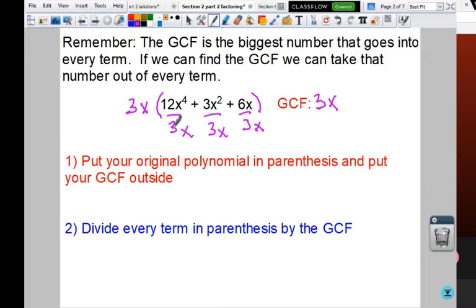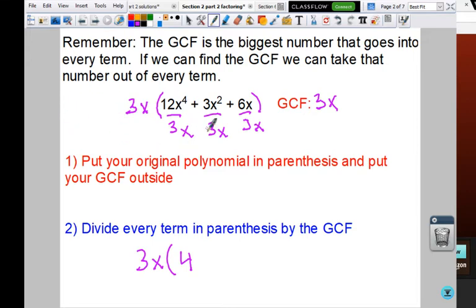So my 3x on the outside is going to stay outside. I'm going to have 3x, then parentheses. And then I have 12x to the 4 divided by 3x. What's 12 over 3? 4. If I have x to the 4 on top and x on the bottom, how many x's do I have left? Or what's x to the 4 over x?